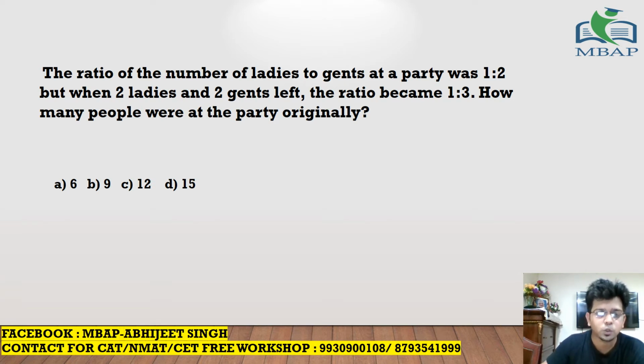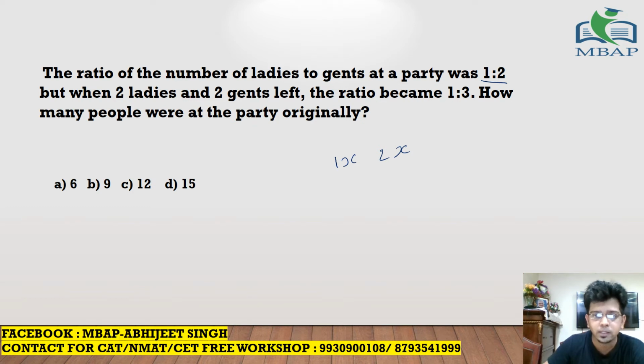Okay, so the question says, the ratio of the number of ladies and gents at the party in the beginning is how much? 1:2. Which means the number of ladies could be 1x and the number of gents could be 2x. The question says, when 2 ladies and 2 gents left, the ratio of ladies and gents then became 1:3. And the question is, how many people were there at the party originally?